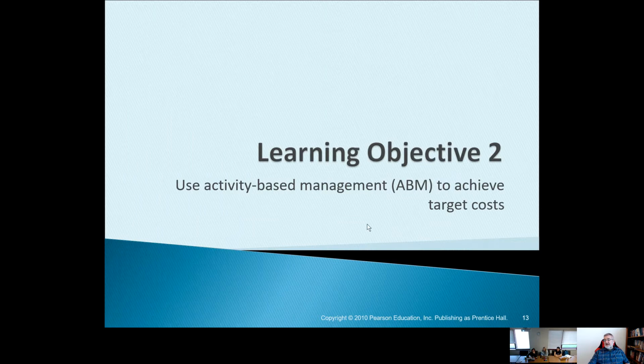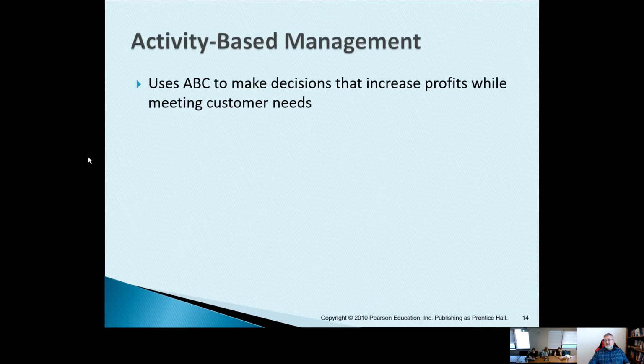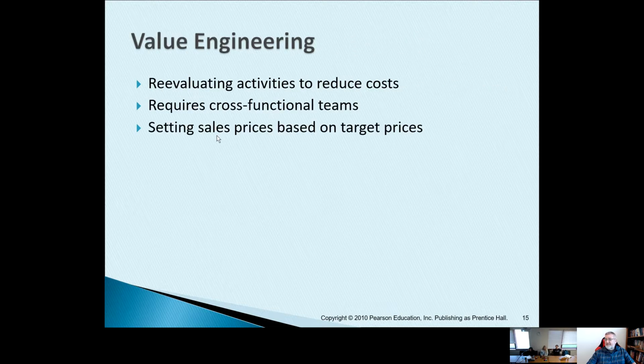Okay. So using activity-based costing to achieve a target cost. And here's where all of this comes into play. When we use our ABC to make decisions, it'll increase our profit to meet our customers' needs. Basically, we're fine-tuning to make sure that we're adjusting our costs so that we're making the amount of profit we need, but we're not overcharging our customers. Okay?